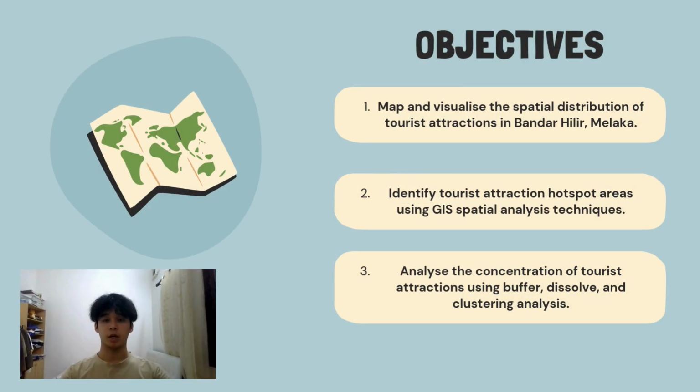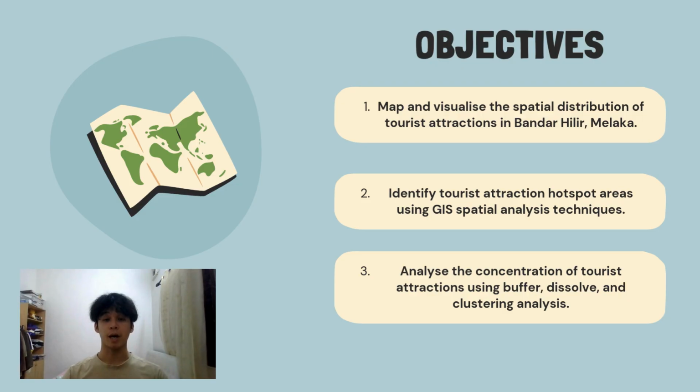Greetings, madam. We have 3 primary objectives to understand tourism in Bandar Hilir. First, our goal was to map and visualize the spatial distribution of tourist attractions. We needed to move beyond a simple list and see where these sites are located in relation to one another.